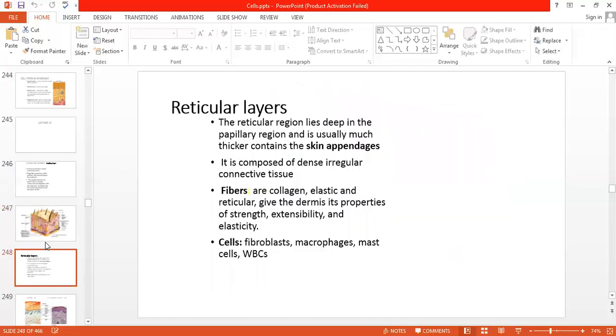Reticular layer. This region lies deep to the papillary region and is usually much thicker; it contains the skin appendages. It is composed of dense, irregular connective tissue. Fibers are collagen, elastic, and reticular, which give the dermis its properties of strength, extensibility, and elasticity. Cells: fibroblasts, macrophages, mast cells, and granules.